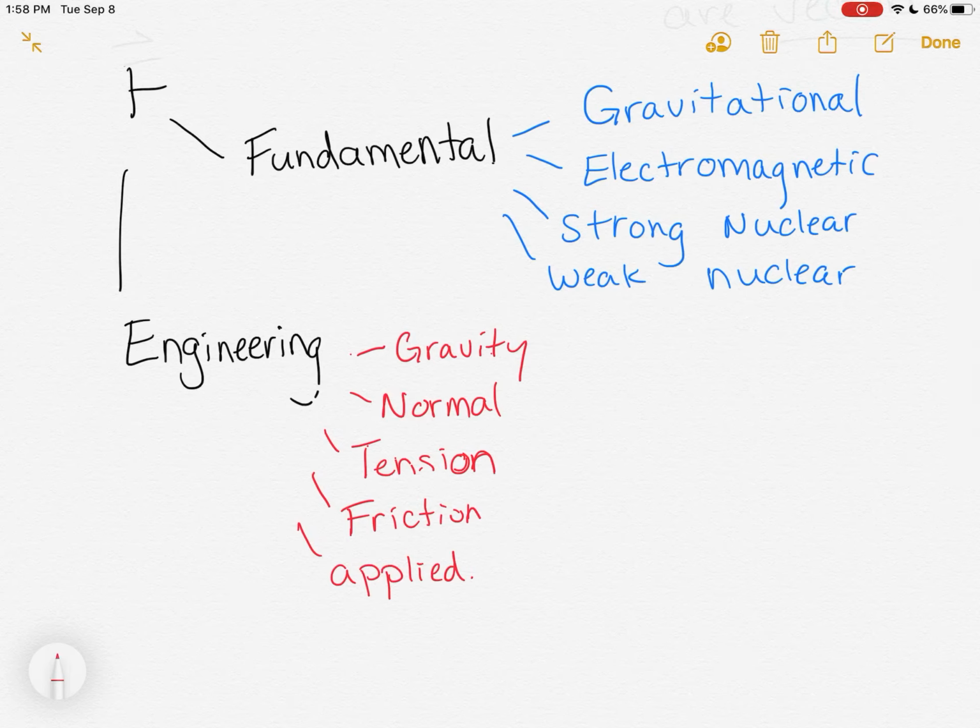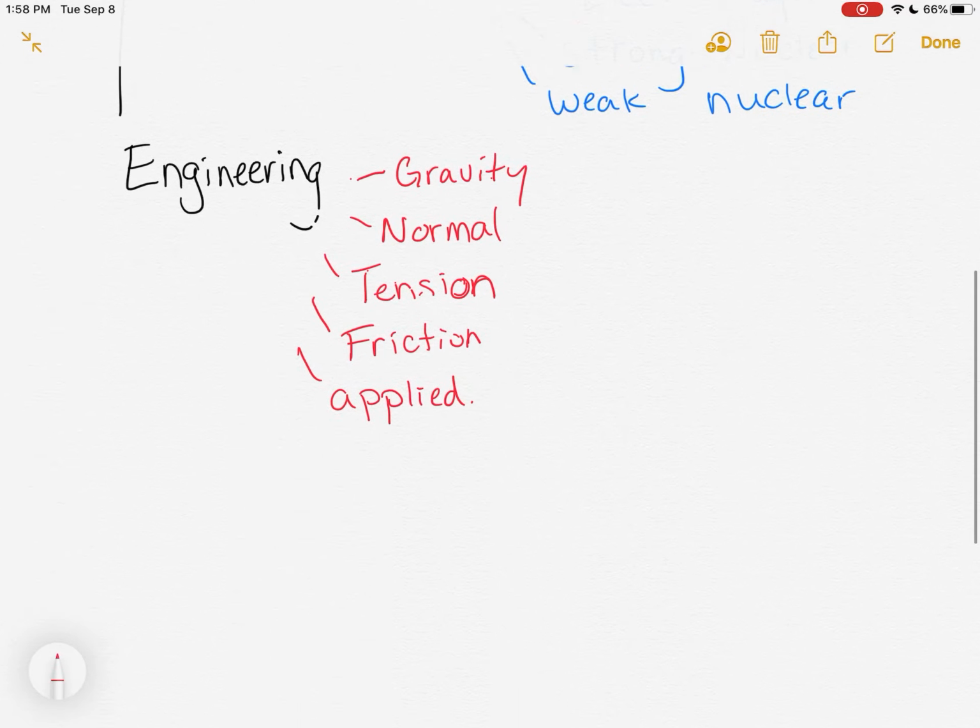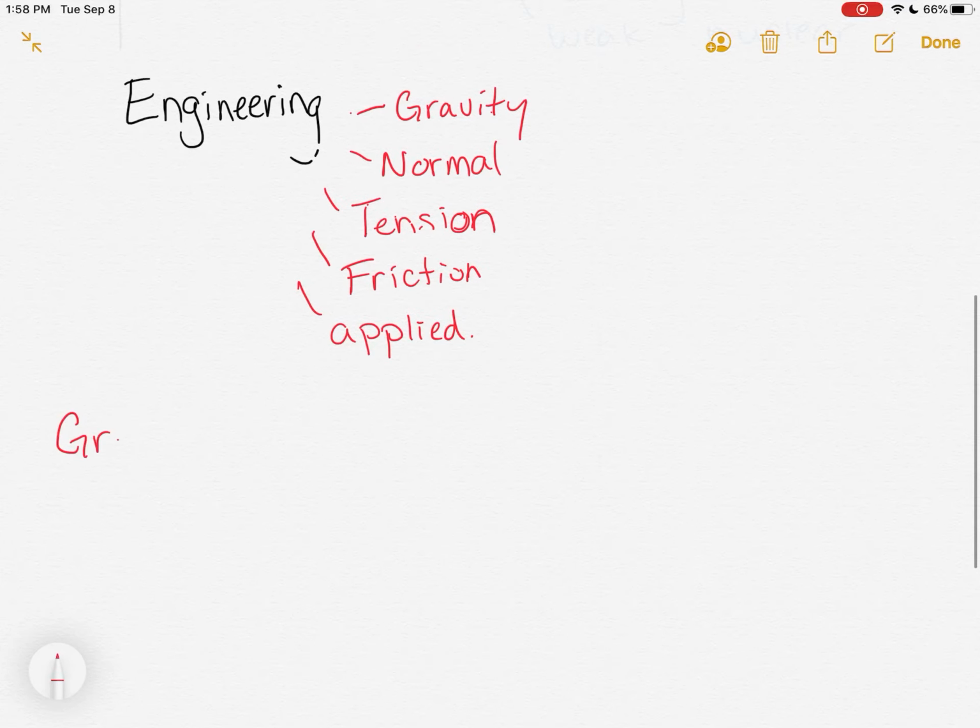We're going to start with the only fundamental force that we're really going to look at, and that is the gravitational force. Again, electromagnetic force we're going to get to a little bit more when we deal with electricity and magnetism. Strong nuclear and weak nuclear forces, again, are what are holding atoms together, and those we're not going to focus on. So we're only going to look at gravitational as our large fundamental force, and then we'll look at each of those engineering forces.